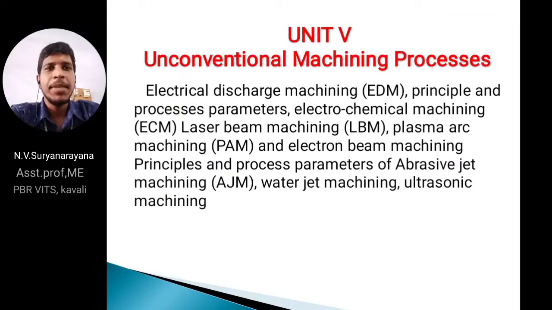Next, coming to unit 5, unconventional machining process. In unconventional machining process, these are the very advanced topics of machining. We already know that machining is a process of removing material or metal from the workpiece. That is called the machining process.